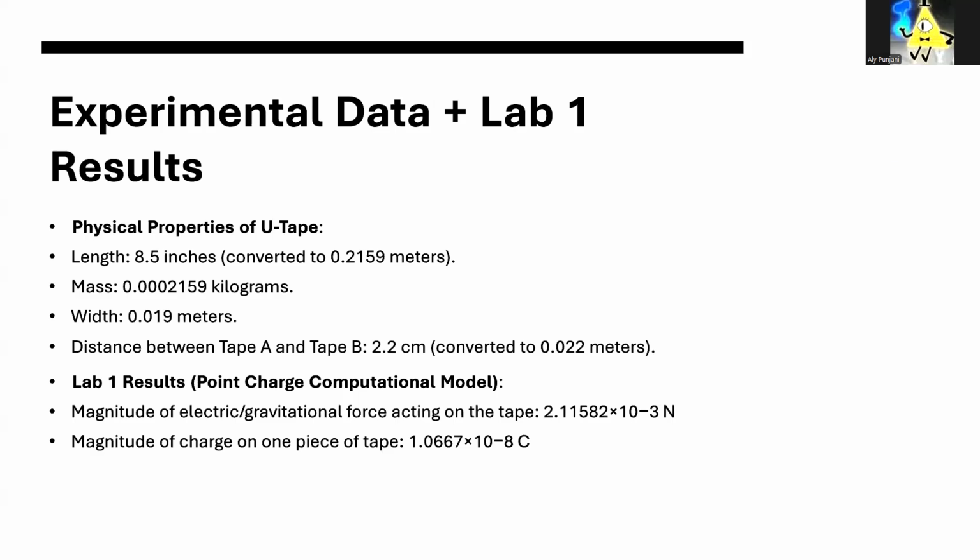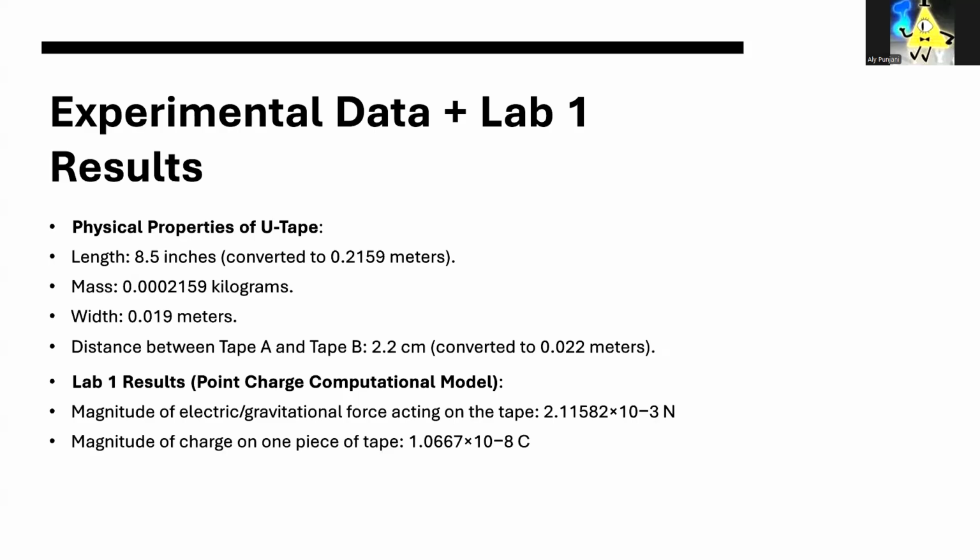Experimental data plus Lab 1 results. Physical properties of the tape: length 8.5 inches, mass was 0.00215 kilograms, and the width was 0.019 meters. The distance between the tapes was 2.2 centimeters, or 0.022 meters if we convert that.